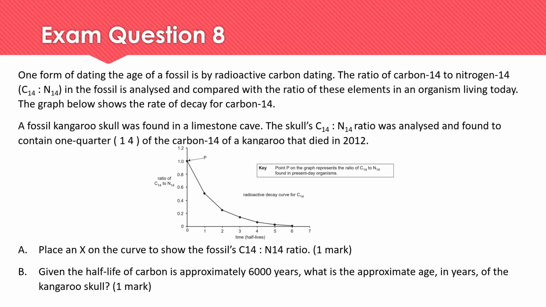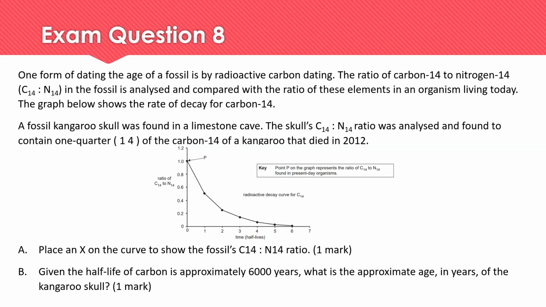Let's try question 8 now. It says one form of dating the age of a fossil is by radioactive carbon dating. The ratio of carbon-14 to nitrogen-14 in the fossil is analysed and compared with the ratio of these elements in an organism living today. The graph below shows the rate of decay for carbon-14.